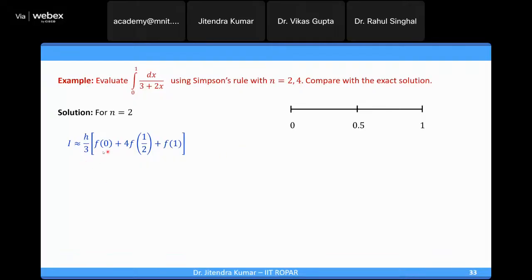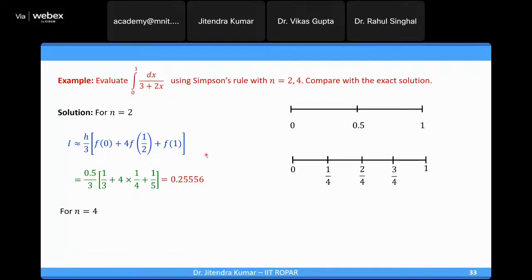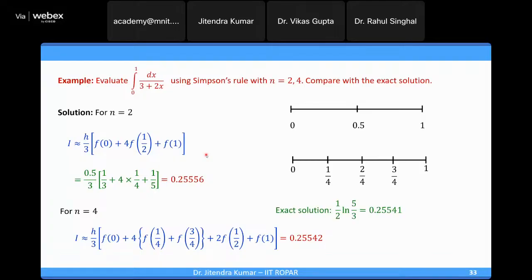So here you have h by 3, you have f at 0, 4 times f half, and then you have f1, and just substitute these values here and we get 0.25556. And when you take these 4 intervals, in that case again you need to calculate, and you will get of course a better result, which is 0.25542. The exact solution was 0.25541, and you can compare. In case of the trapezoidal rule, we didn't get such good results. Now in Simpson's, because this is more accurate, we are getting better results.